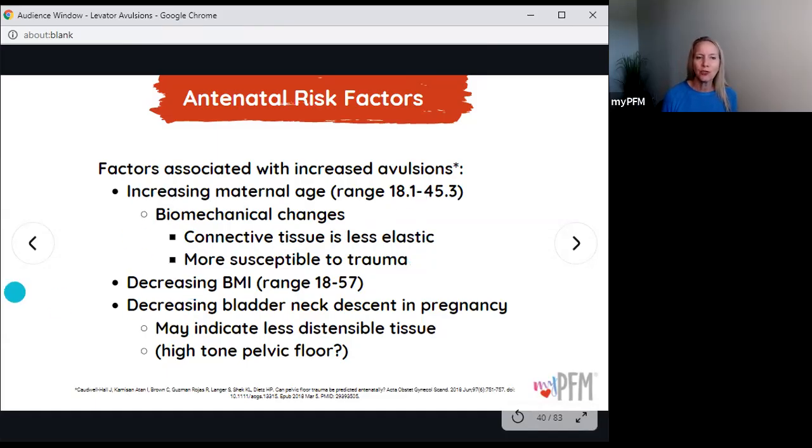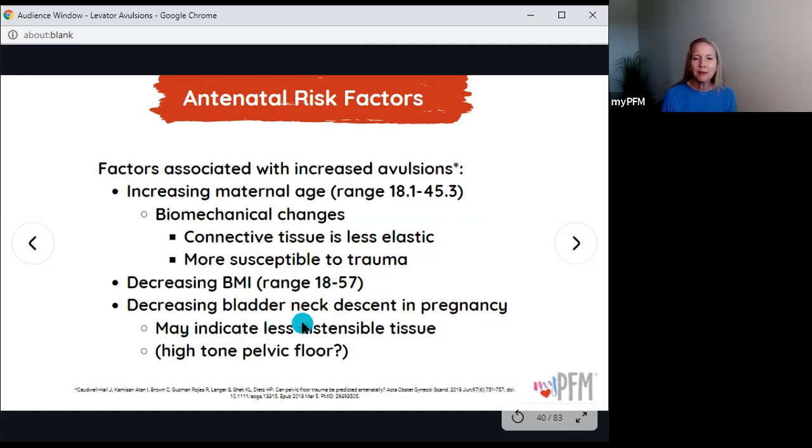Another factor associated with it is decreasing BMI. So basically that's your body mass index. And there are some really cool, free calculators online where you put in your height and your weight, and I think you also put in your age. I'm not sure about that, but it calculates where you are. The range in the study was 18 to 57. So the closer people were to the 18 BMI, the more of a risk factor.